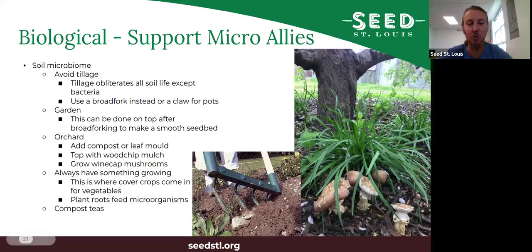Also, always have something growing. So this is where cover crops come in for vegetables. So having cover crops, or just, again, having mulch like we talked about earlier. That mulch can really help feed these beneficial organisms. And compost teas, or just applying the compost that you have made yourself, is a great way to introduce those beneficial organisms back into your soil.